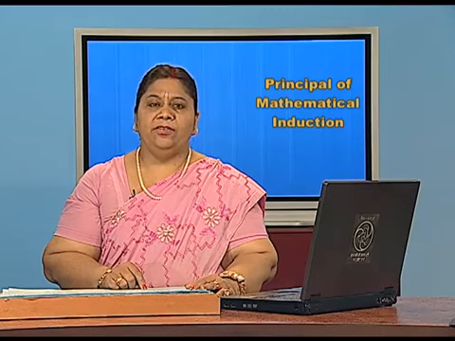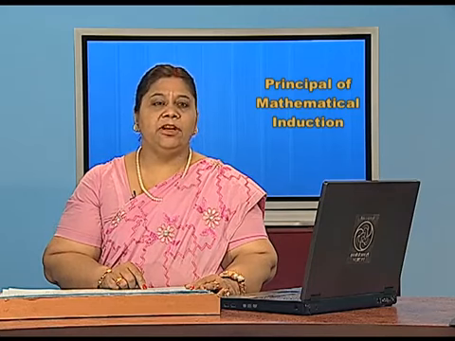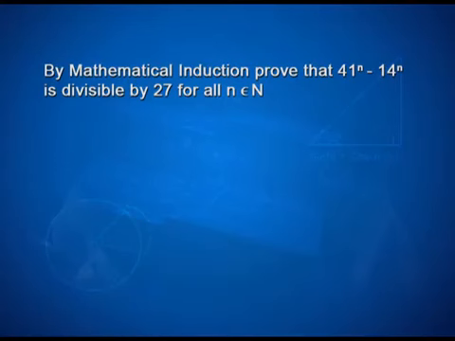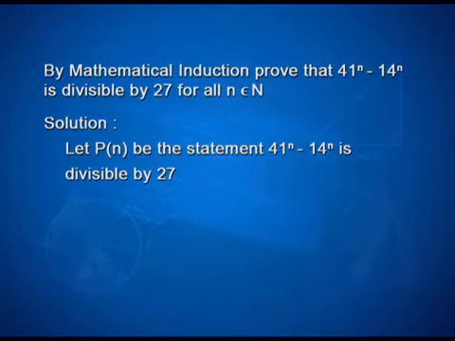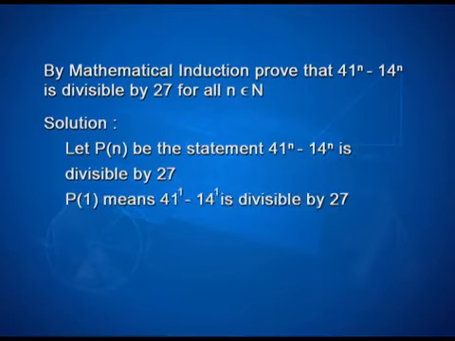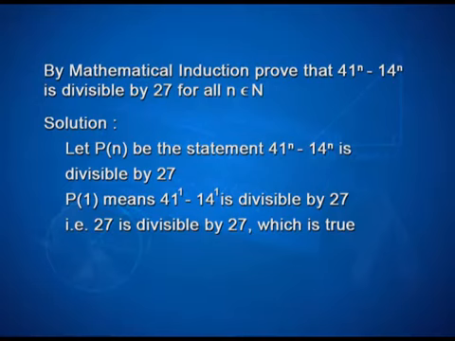Now, let us solve one more question based on divisibility, similar to the previous one. By using the principle of mathematical induction, prove that 41^n − 14^n is divisible by 27 for all n belonging to N. Let P(n) be the statement 41^n − 14^n is divisible by 27. P(1) means 41^1 − 14^1 is divisible by 27. That is, 27 is divisible by 27, which is quite obvious. Therefore, P(1) is true.